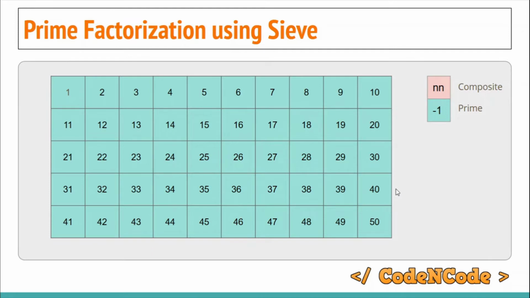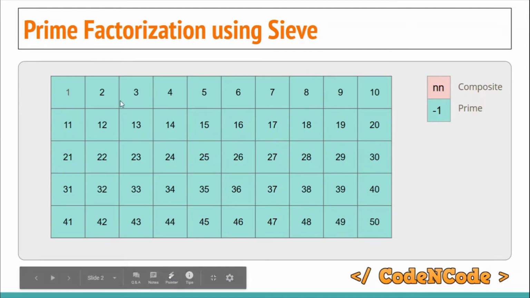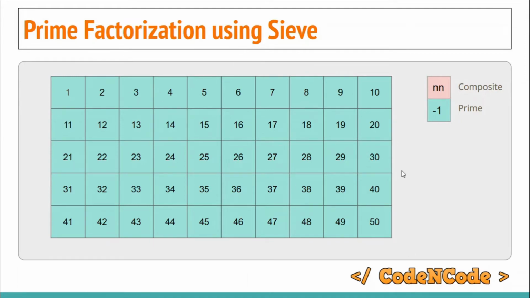in this example I have taken an array of size 50. It may look like a 2D array, but it's actually a one-dimensional array. I just cannot represent all 50 elements in a line, so I have to represent them like this. All the numbers that you see in a cell are actually their indices, and at each point I have saved -1. So we have taken an array of size 50 and initialized each and every element of this array to be -1.